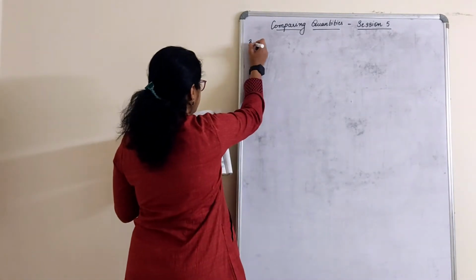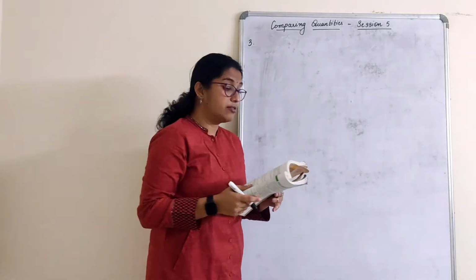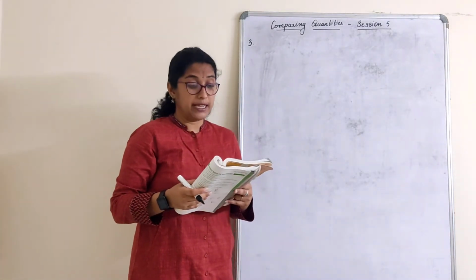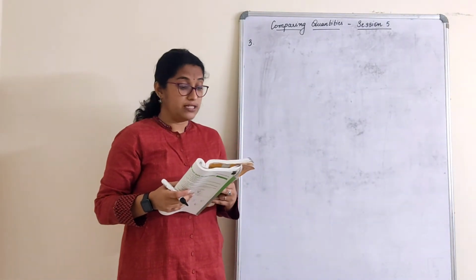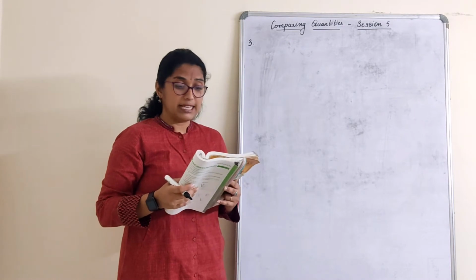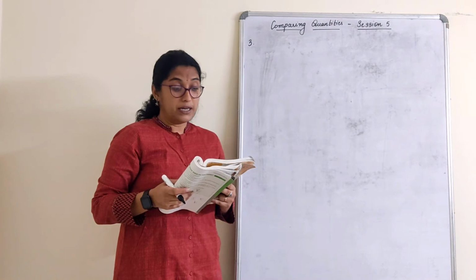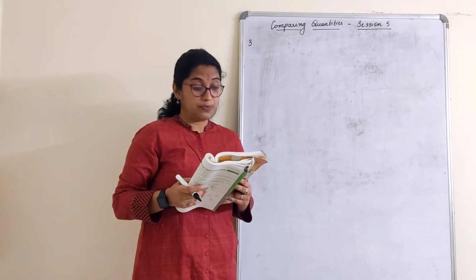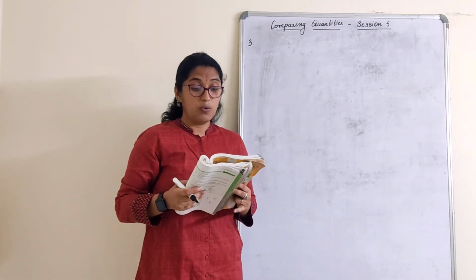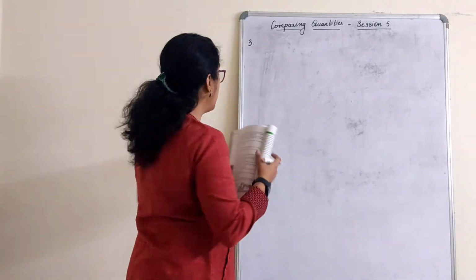Third one: Fevina borrows 12,500 at 12% per annum for 3 years at simple interest, and Radha borrows the same amount for the same period but at 10% per annum compounded annually. That means compound interest. Who pays more interest and by how much?